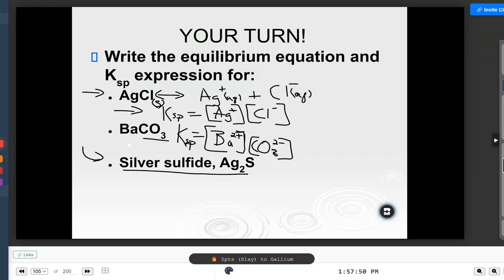All right, let's see how we did. We have got tellurium. What to start with? What is our dissociation equation?